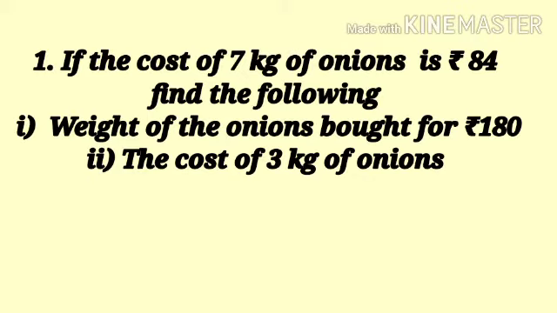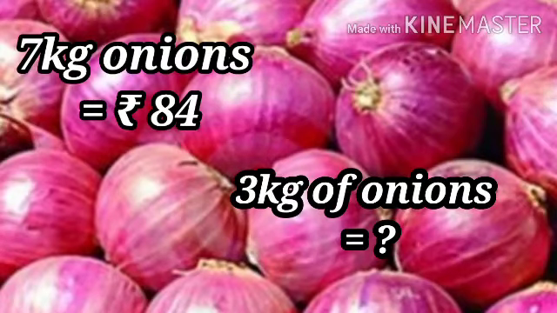First problem. If the cost of 7 kg of onions is rupees 84, find the following. First one, the weight of the onions bought for rupees 180. Second one, the cost of 3 kg of onions. Question, we are given the information that the cost of 7 kg of onions is rupees 84. We are asked to find the quantity of onions we will purchase for 180 rupees and the cost of 3 kg of onions.